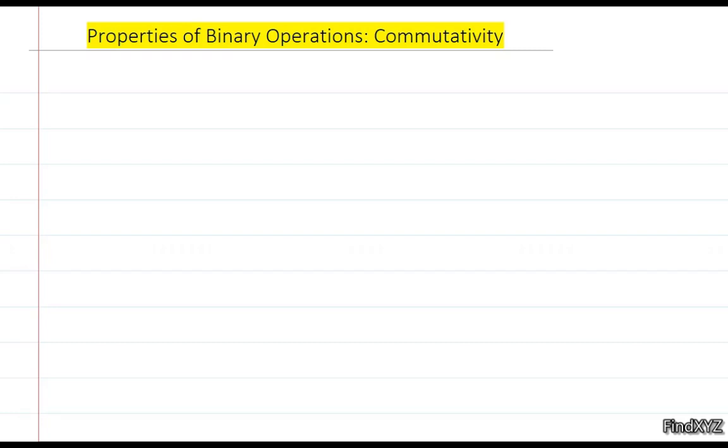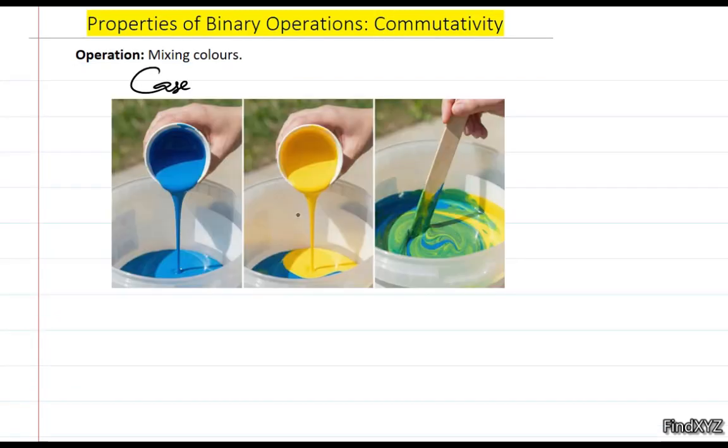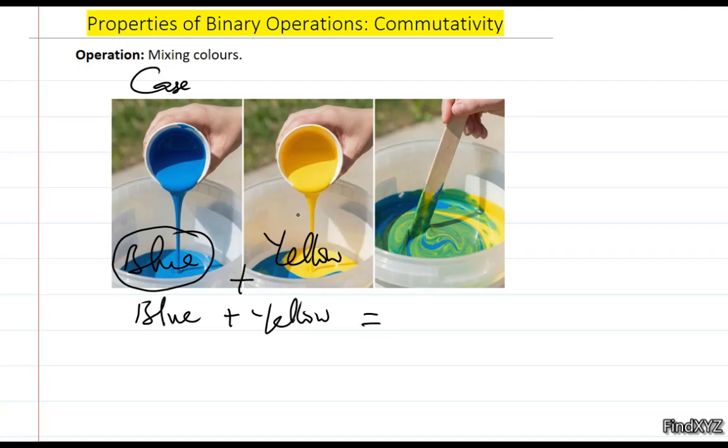In today's episode, we are going to talk about another property of binary operation, which is commutativity. Let's look at this scenario. We are going to perform an operation which is mixing of colors. In this case, we are going to select first a blue color, then secondly we are going to mix it with a yellow color. Now when we combine yellow and blue, you realize that what color did we pick first? We picked blue first plus yellow, and what is the result? We are arriving at green.